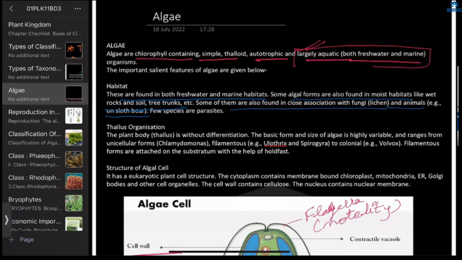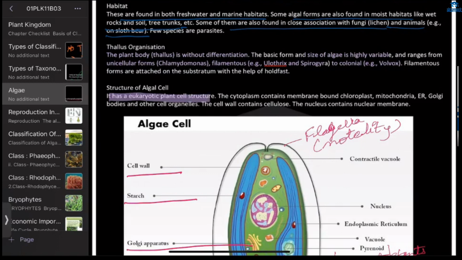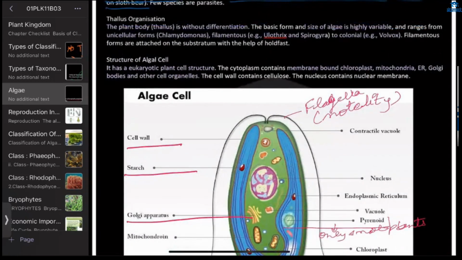Okay. Thallus organization. Thallus is a body without differentiation, and the basic form and size is what? Highly variable. Means they are having every single cellular organelle present in them. They can be unicellular forms like Chlamydomonas, filamentous like Ulothrix and Spirogyra, and colonial like Volvox, and attached to the substratum with the help of what? Holdfast. Okay. The structure is what? It is a eukaryotic cell. It contains membrane-bound chloroplast, mitochondria, ER, and other cell organelles. Why? Because a eukaryotic cell already has all these things present. The cell wall contains cellulose. Why? Because it is a plant cell wall and plant cell wall is made up of cellulose only. The nucleus contains a nuclear membrane.